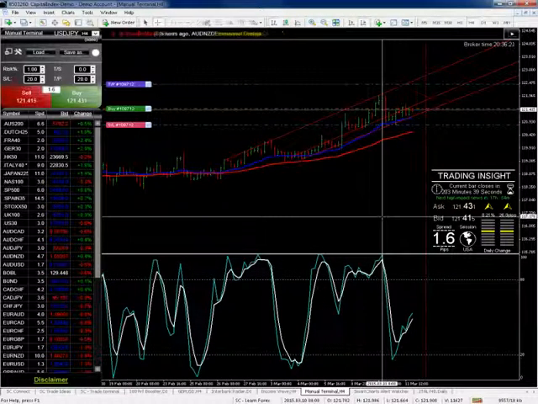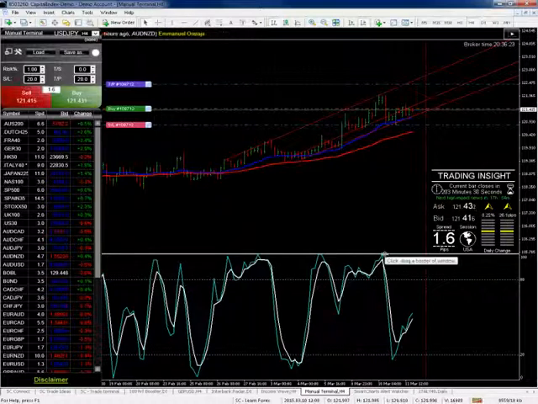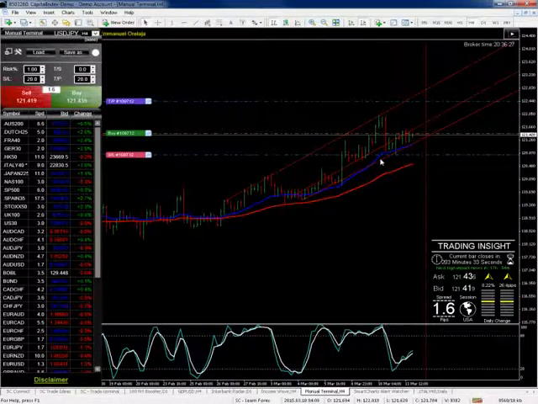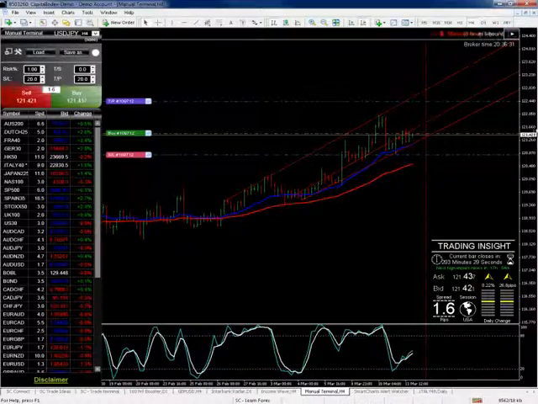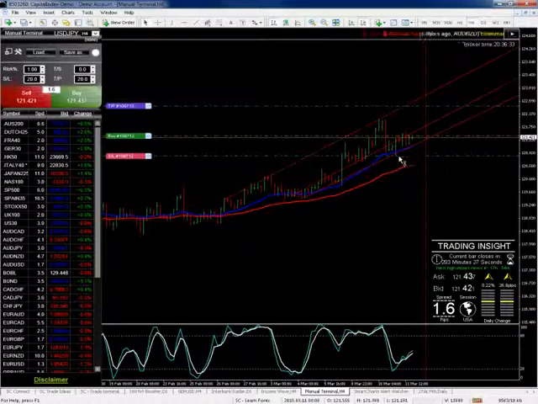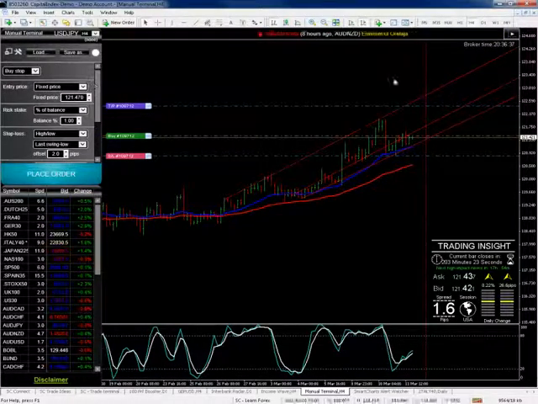Right. Nothing I can do in here. I just need to let it run. Just going to let it run, and that's it really. You've got a stop loss there at a 1% risk, and off it goes.